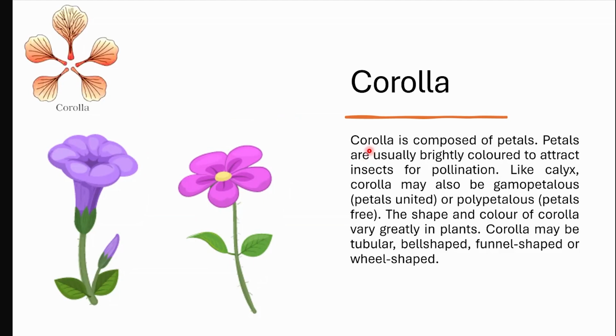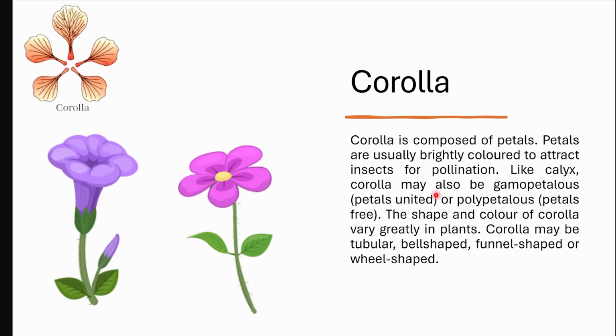Coming on to the next one, which is the most attractive, colorful part of the plant, that is corolla, right? So, corolla is composed of petals. Like we said, calyx is the name of the whorl. It is composed of sepals. Corolla is again a name of the whorl. It is composed of petals, right? These petals are usually brightly colored to attract insects for pollination, right? So we know now why flowers are brightly colored, so that insects will be drawn to it, right?